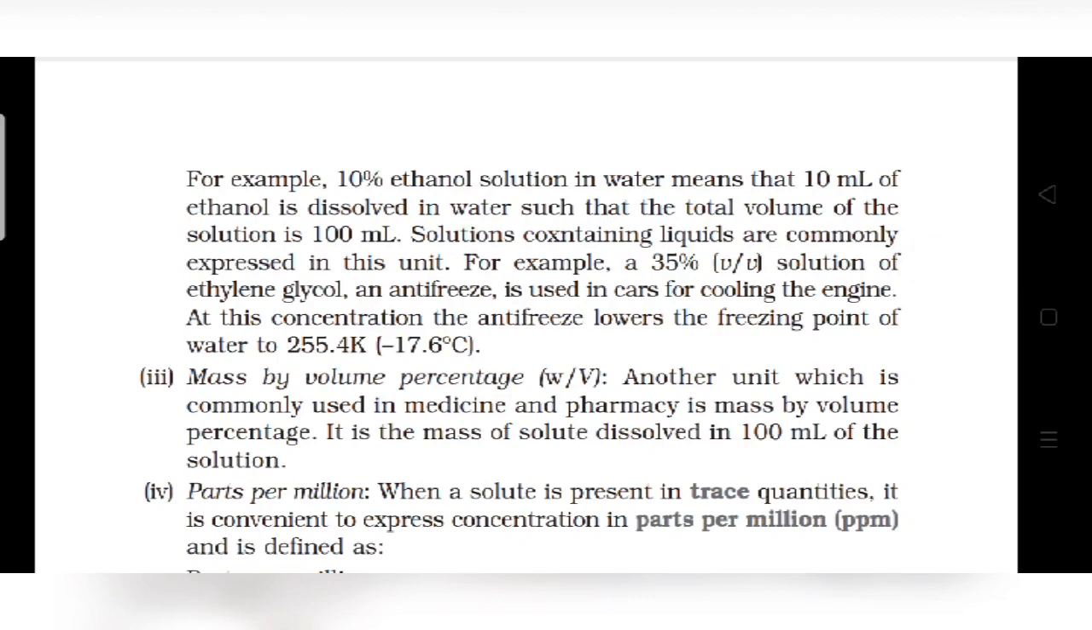Then we have an example for this. Suppose you are given a 10% ethanol solution in water. It means that 10 ml of ethanol is dissolved in water such that the total volume of the solution is 100 ml. Means 10% ethanol is 10 ml of ethanol in 90 ml of water. It makes a complete 100 ml. So using this formula you can find it.